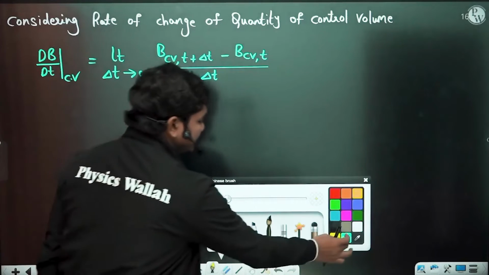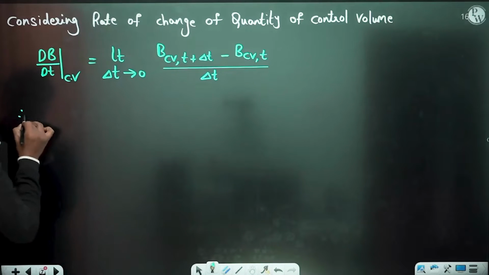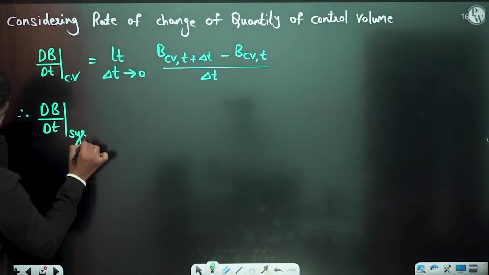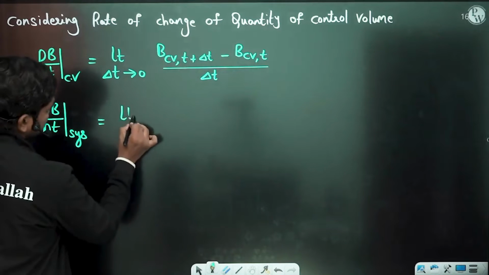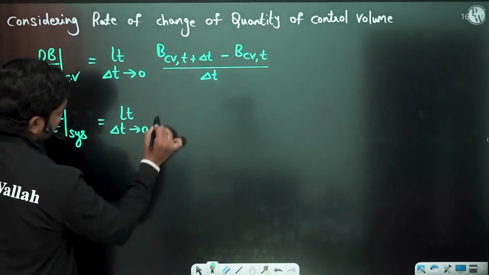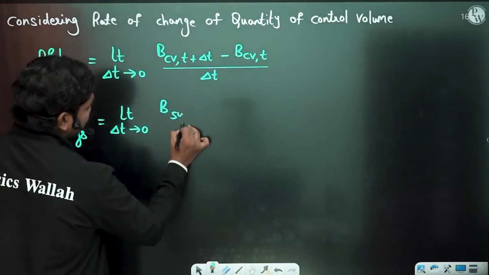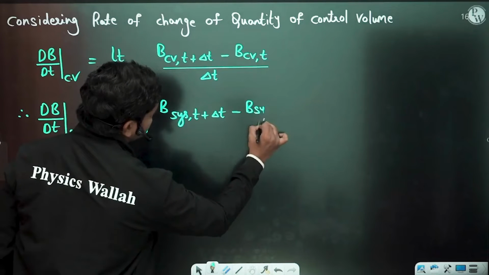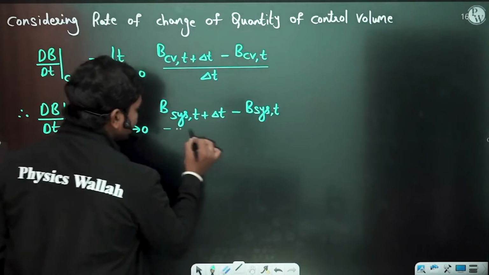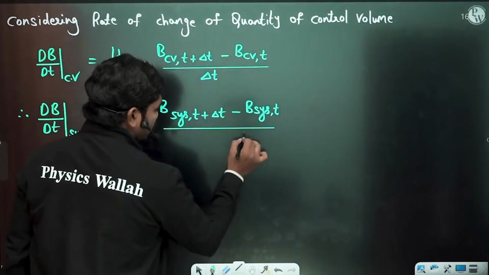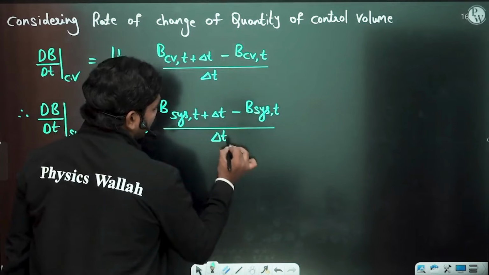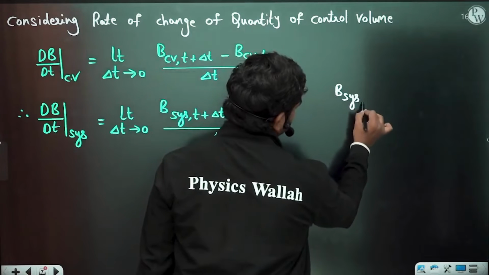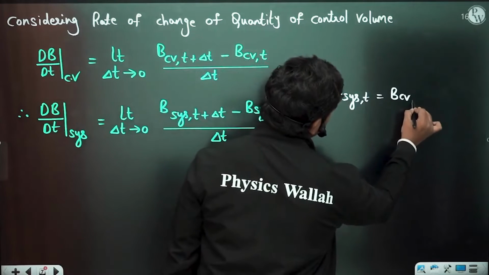Now let us again write this dB by dt of the system. Therefore dB by dt of the system is equal to limit delta t tends to 0 of b of the system at time t plus delta t minus b of the system at time t, divided by delta t. Correct? This is what we can write. Now you know that b system at time t is the same as b control volume at time t.